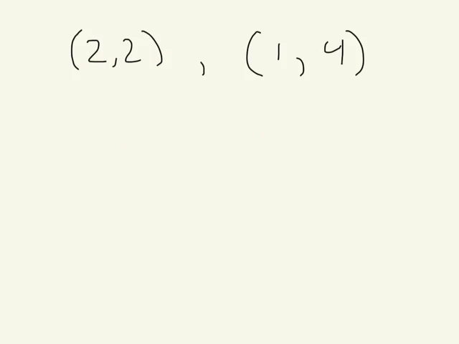Okay, and just to make sure you know how to do it, I want you to do this last problem. Find the equation of the line that goes through the points (2, 2) and (1, 4). You're going to eventually have an answer that's in y equals mx plus b form. So try that out on your own, and if you get it right, then you've mastered this objective.